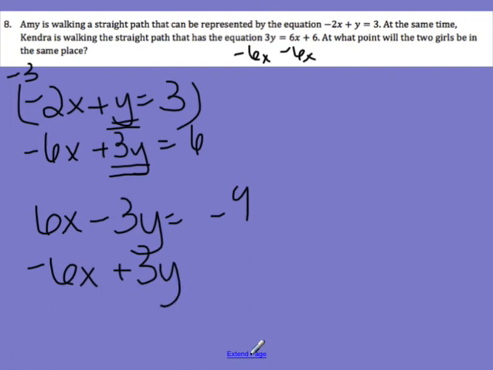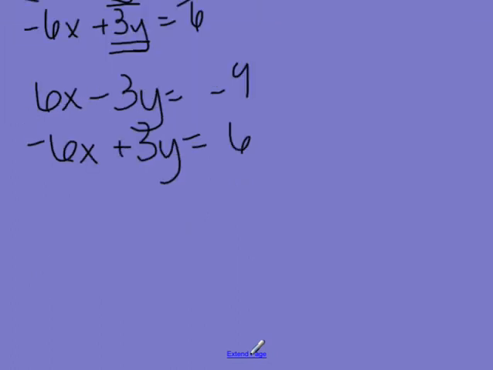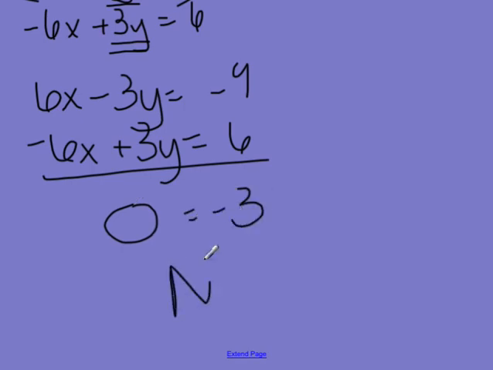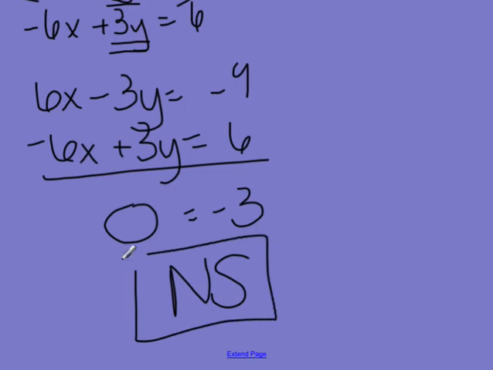So now I'm ready to use elimination. Well, what's going to happen when I add down the columns is they cancel out here. So I end up with 0 is equal to negative 3. That's never going to happen. So there's no solution. What does that mean in terms of the word problem? Well, that means that they're never going to cross each other.